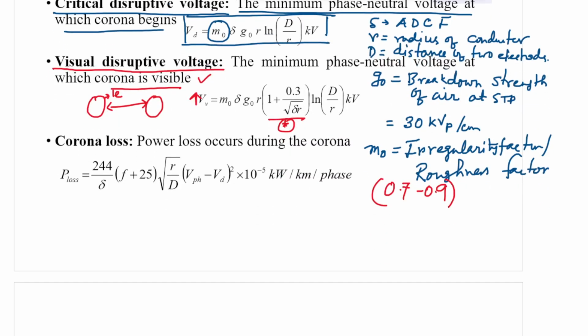Now thirdly, what is the corona loss? When corona happens, a definite power loss will occur.